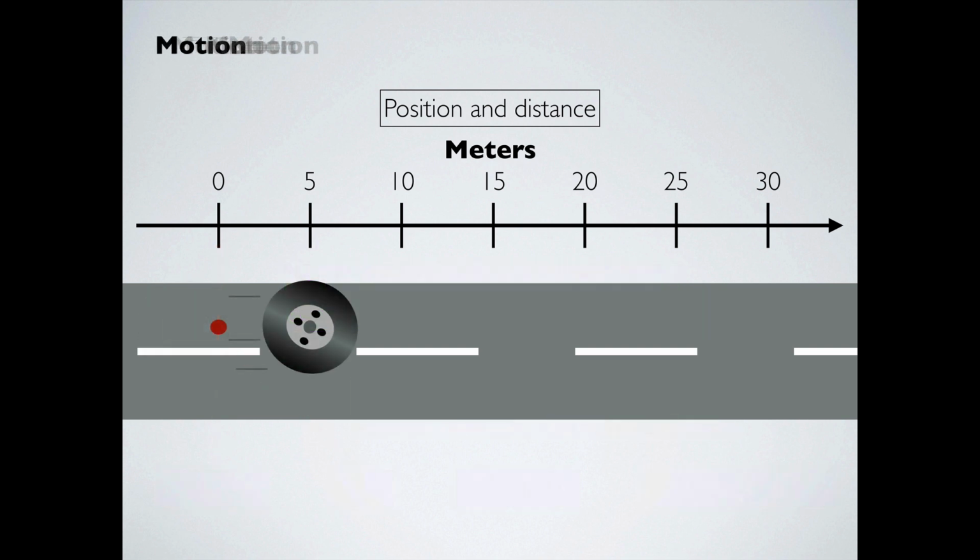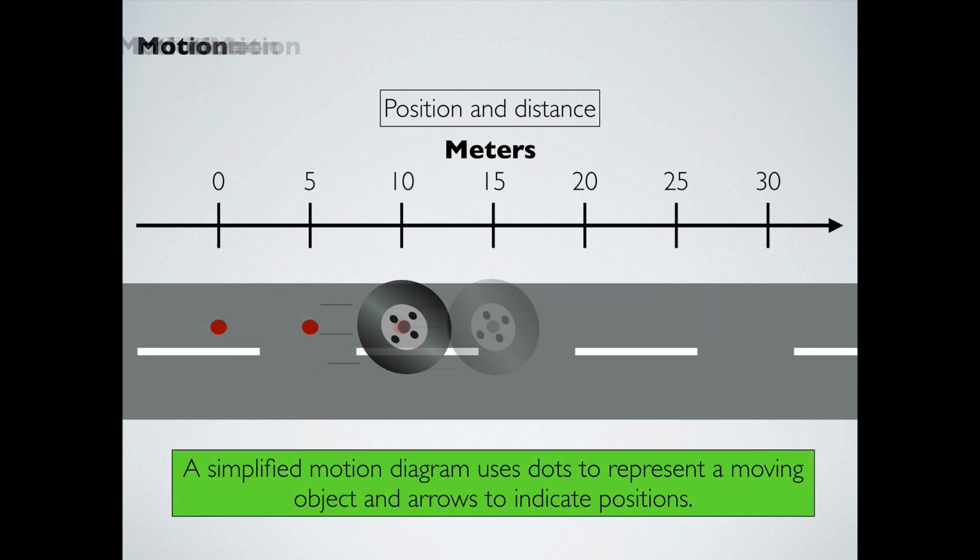So now our object is in motion. So we have a wheel, somebody pushed the wheel, and now it's just rolling down the street.